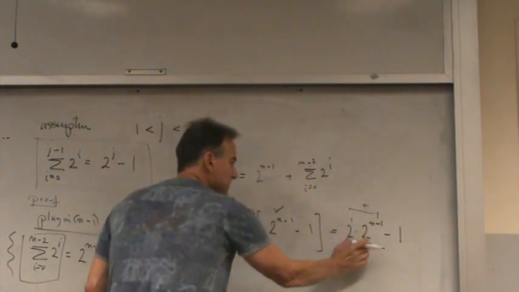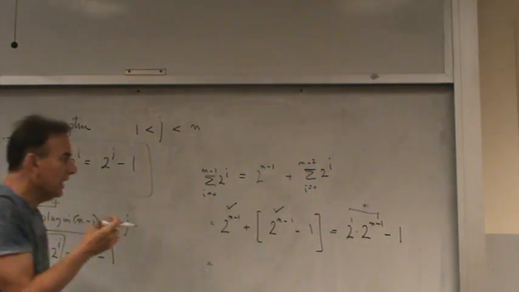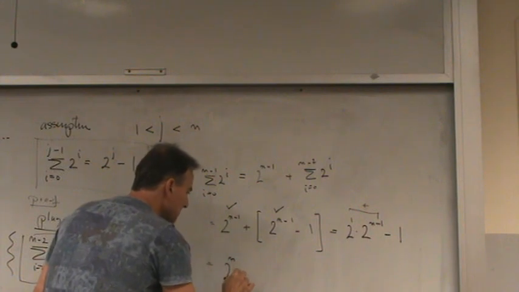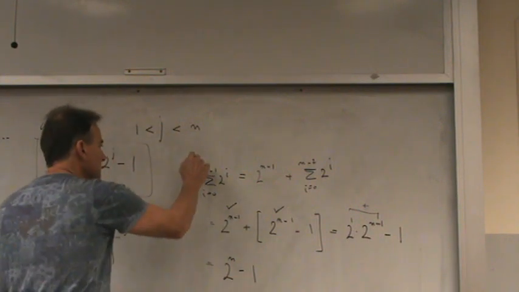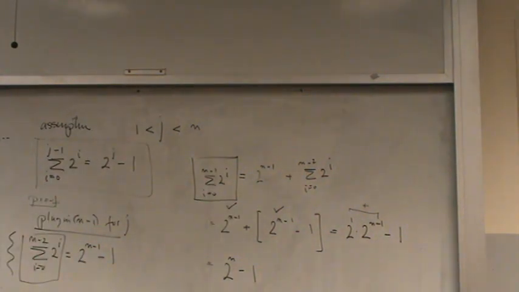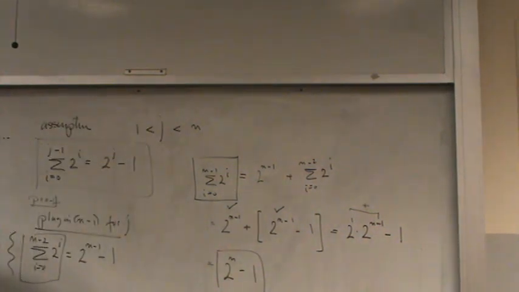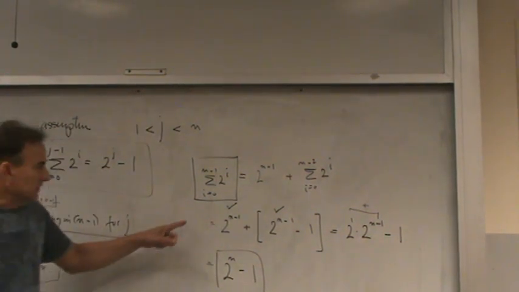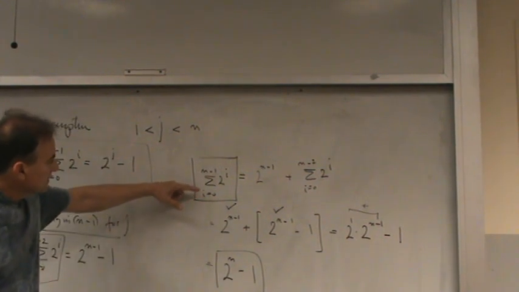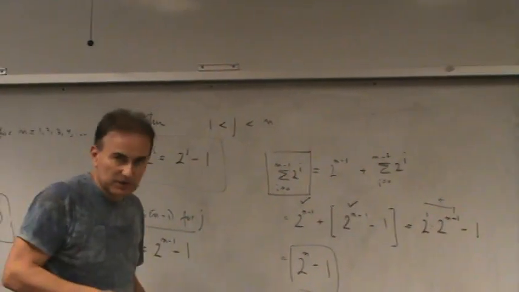And when we have the same base to different powers, what do we do? We add the exponents. So when we add these exponents, we get 2 to the power of n minus 1. You can see that the left side matches what we're trying to prove, and the right side matches the value we're trying to prove it to. So this step completes the proof, because we're showing that the sum from 0 to n minus 1 of 2 to the i is equal to 2 to the n minus 1.